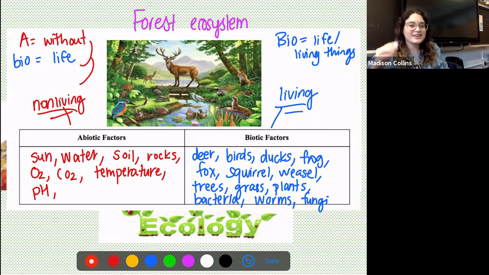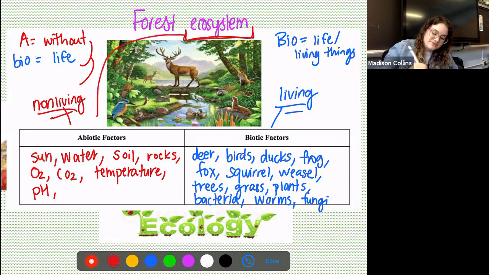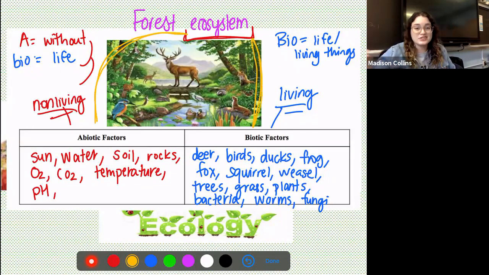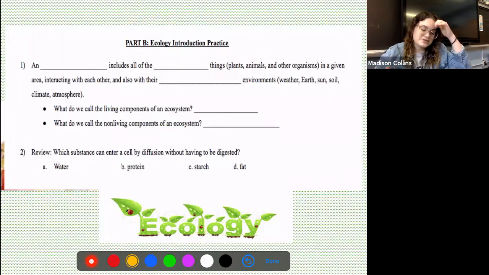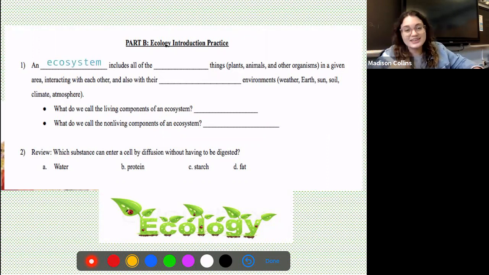So again, whenever you see this word ecosystem, we're talking about how all of these factors interact with each other. So an ecosystem has to have both abiotic and biotic factors in order to stay alive, in order to keep those living things still living, right? So then that leads us to our last, just kidding, it's not the last. We got two more things to do. We've got a few notes to take. So I want you to fill in these missing blanks. A blank includes all of the blank things in a given area interacting with each other. Okay, this is talking about an ecosystem.